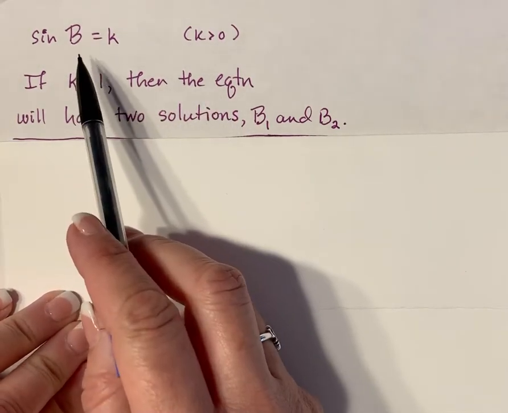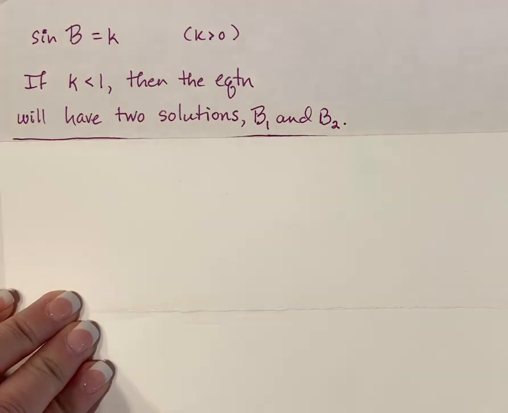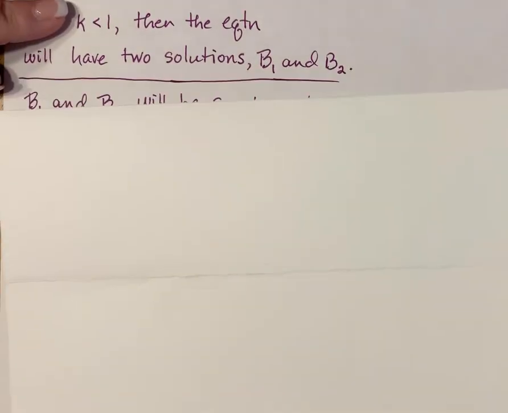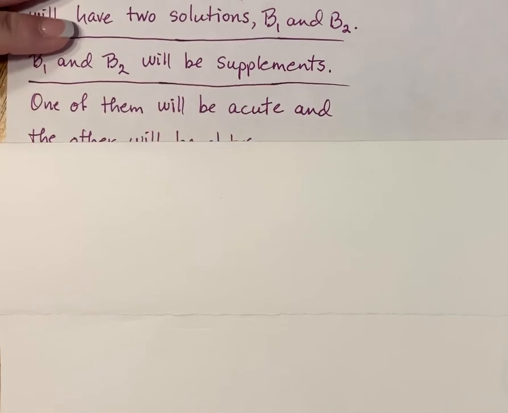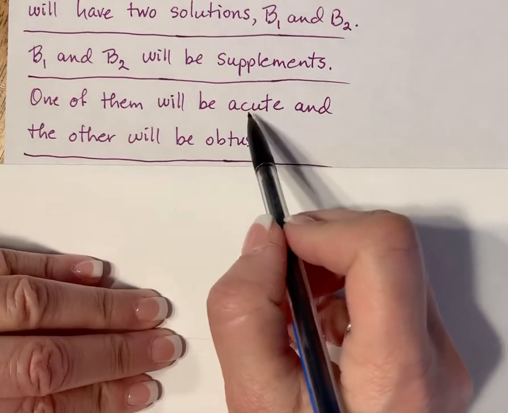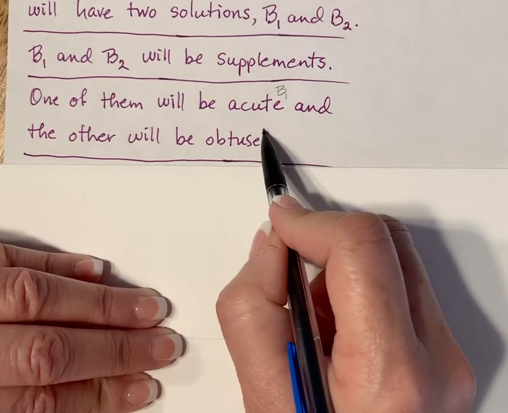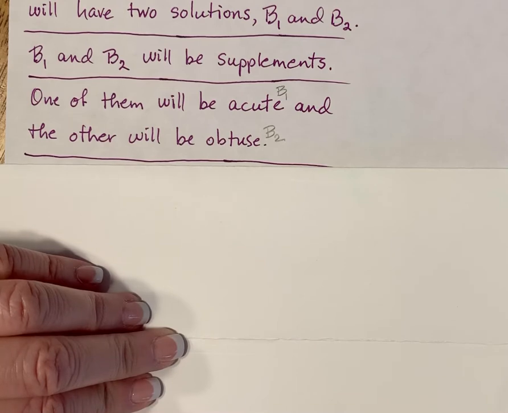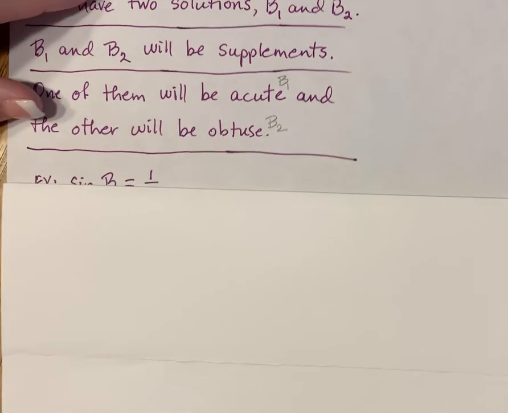If k is less than 1, then the equation that you'll be trying to solve will actually have two solutions. There will be a B sub 1 and a B sub 2. And those two angles will be supplements of each other, meaning that they add up to 180 degrees. One of them will be acute and the other one will be obtuse. I usually just call B1 the first one that you find, which is acute, and the second one obtuse.